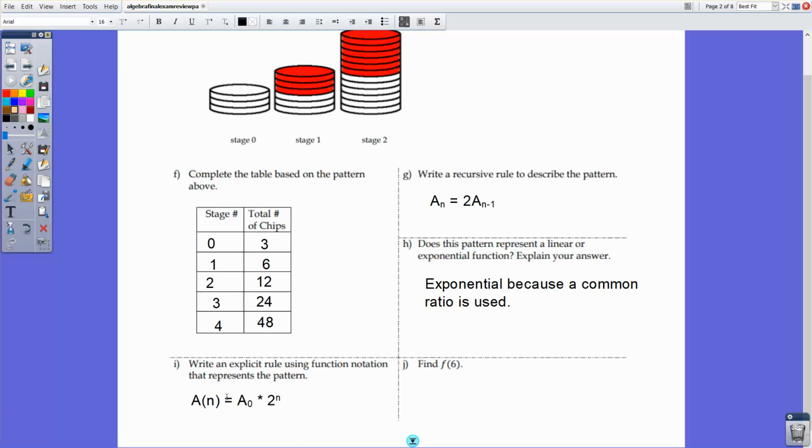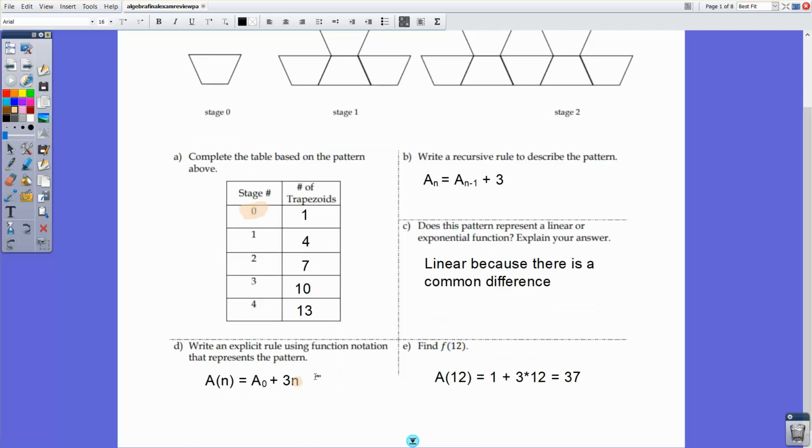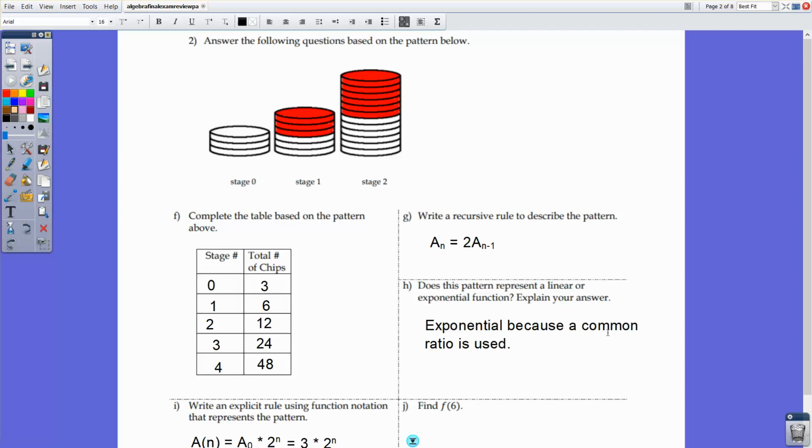So basically, if I want to use the correct values for this, which I probably should do for the other one as well, a sub n in this case would equal 3 times 2 to the n. Let me go back to the previous one and check that as well, because I don't think I did that. Yeah, I left the a sub 0 in there. So that's actually going to be 1 plus 3n. Okay, there we go. Fix that. All right, and then lastly, f of 6.